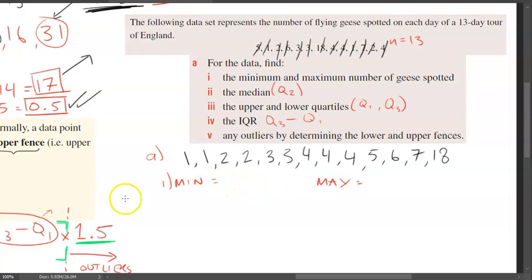Minimum 5. I looked at the smallest, the first amount here. Maximum 18. Done.